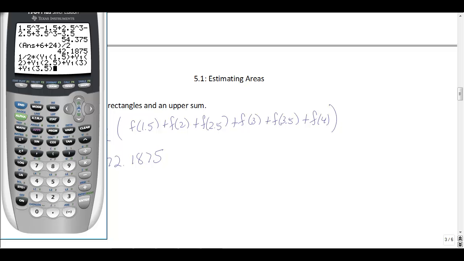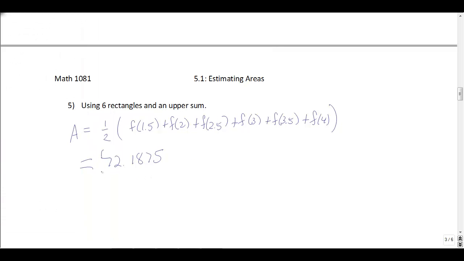1, 2, 3, 4, 5. One more. Variables, y variables, function y1 of 4. Close the parentheses and multiply by 1/2. And if all went well, I should get this 72.1875. There we go. So you could have done this directly. It's just a bit more tedious. You can use the previous calculation and streamline this. You still have to do the previous one to make that work. So there we go.